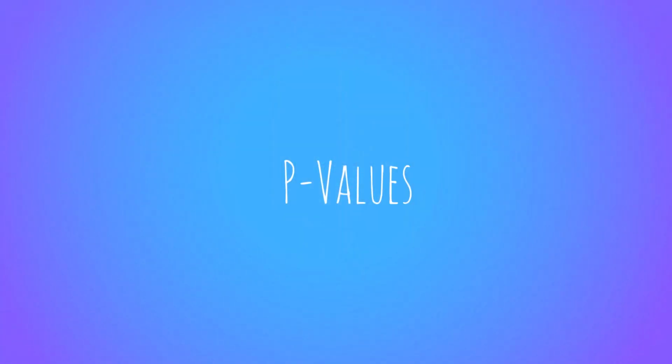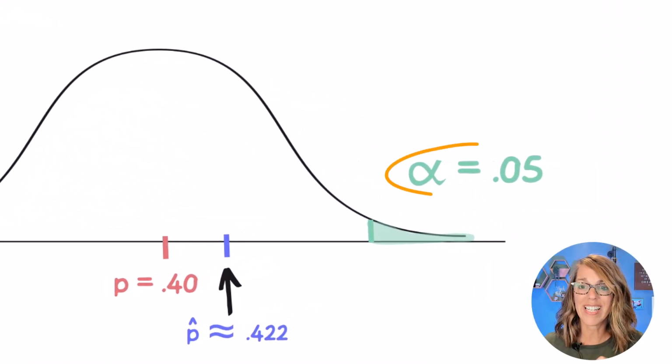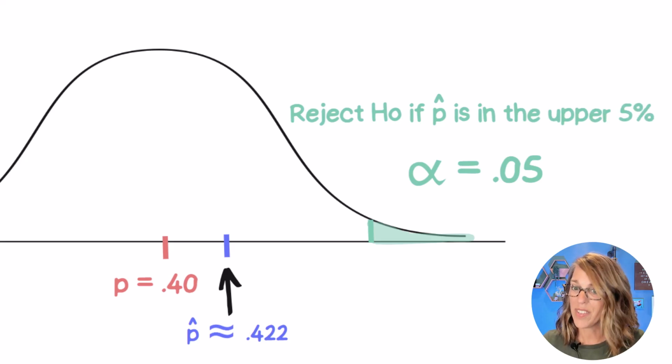But wait, I have an easier way for us to interpret that, and that's with p-values. When I'm analyzing p-values, all I need is that alpha equals 0.05. This tells me that my sample proportion needs to be in the upper 5%. So the upper 5% of all possible sample values that we could have gotten. Now it looks like it isn't, but here's an easy way to confirm that using your calculator's results.